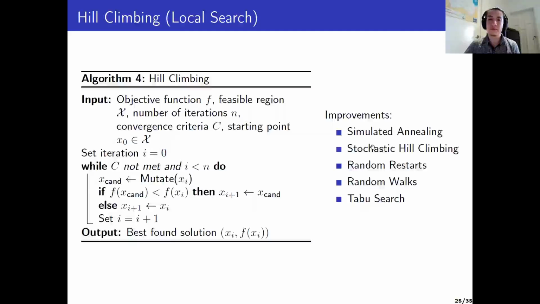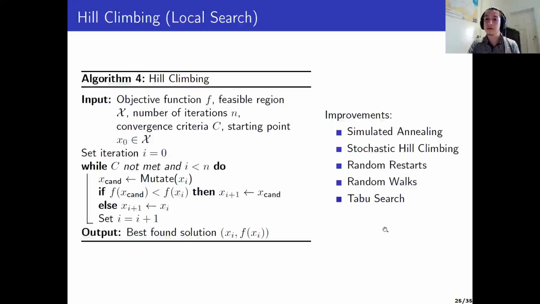Other improvements that one might take are stochastic hill climbing, where the mutate function involves some stochastic methods. Random restarts, which involve running hill climbing from random starting points. Random walks, which are also influenced by the choice of the process within this mutate function. And taboo search, similar to random covering, where next iterates are forbidden to take some values that suggest that we will reach the same local optimum values that we have already reached.